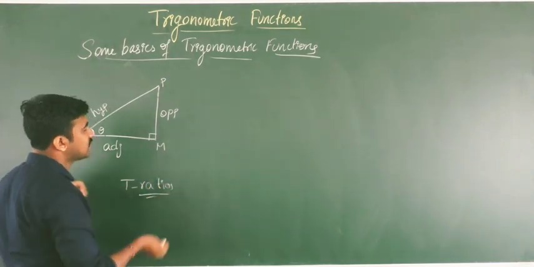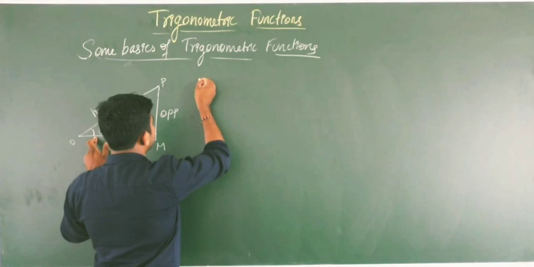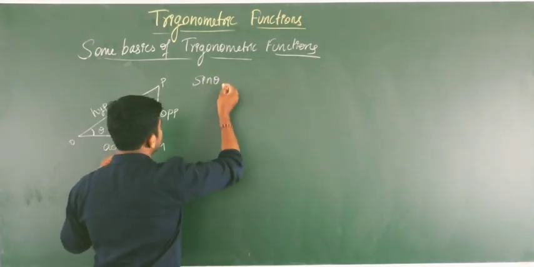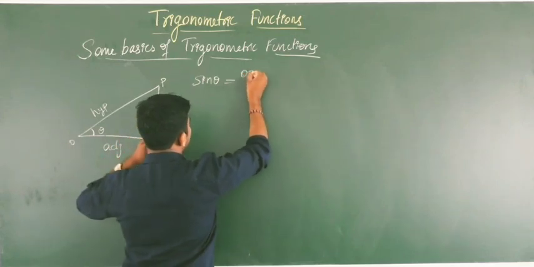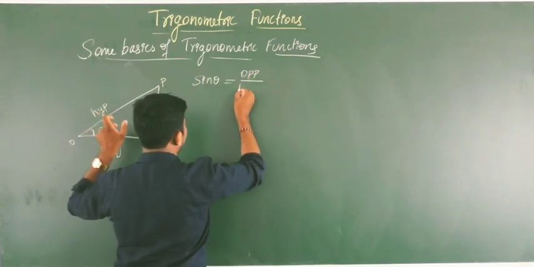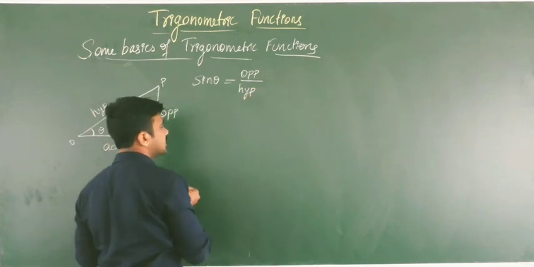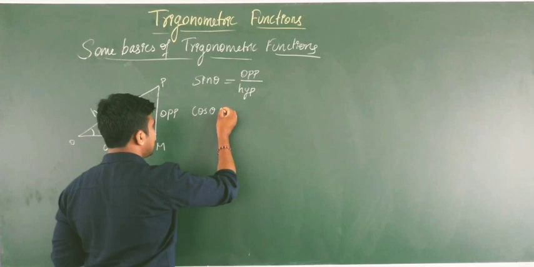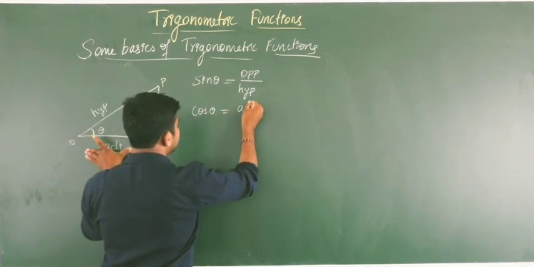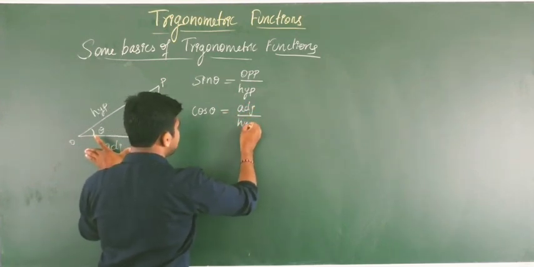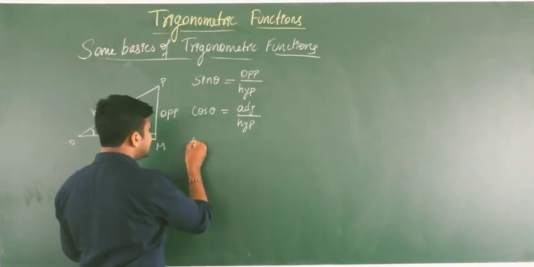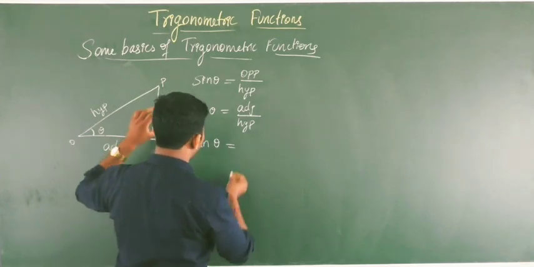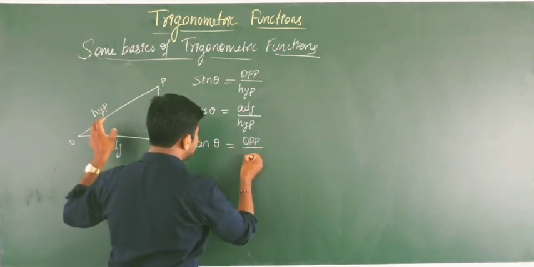They are sine with the angle theta, that is sine theta. Okay, sine theta is nothing but opposite side divided by hypotenuse side, isn't it? Similarly, cosine of angle theta or cos theta is nothing but adjacent side divided by hypotenuse side. Then tangent of angle theta, tan theta, is nothing but opposite side divided by adjacent side.